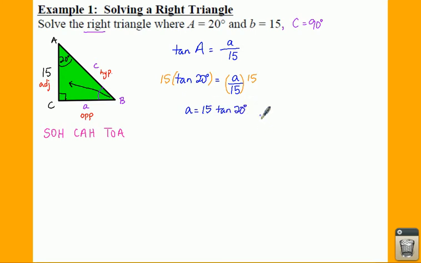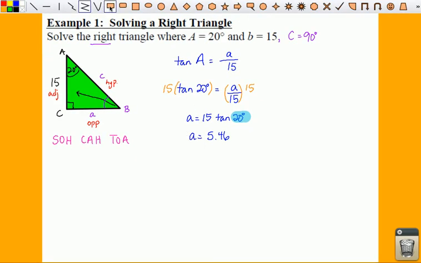So probably at this point though, your calculator is probably in radians. Since we are going to be in degrees, 20 degrees, you need to make sure your calculator is back in degree mode. Otherwise it's going to find 20 radians, which is a big difference from 20 degrees. So if we do this, we find out that a is equal to 5.46. So there is one of our answers, 5.46.